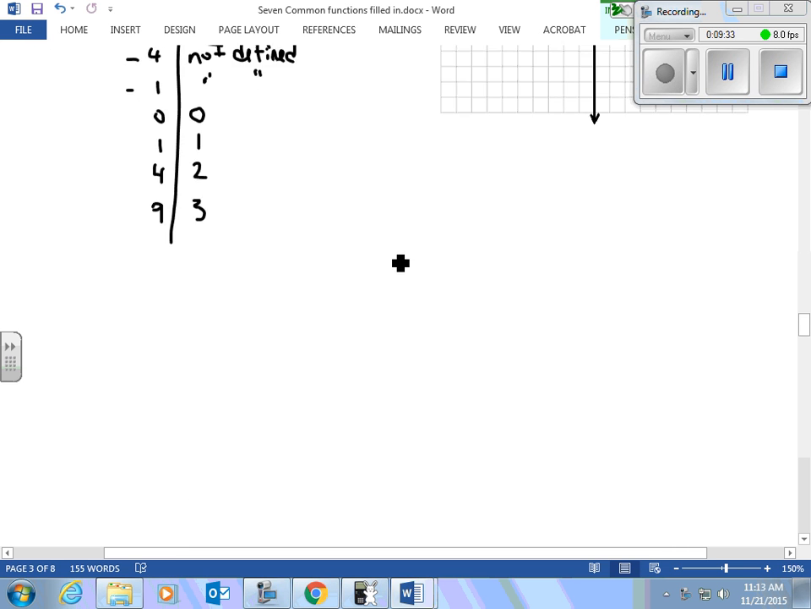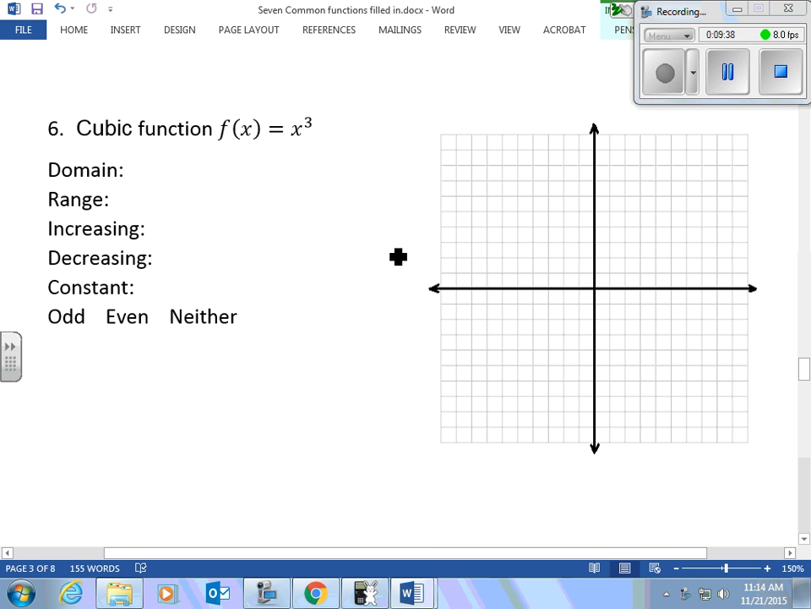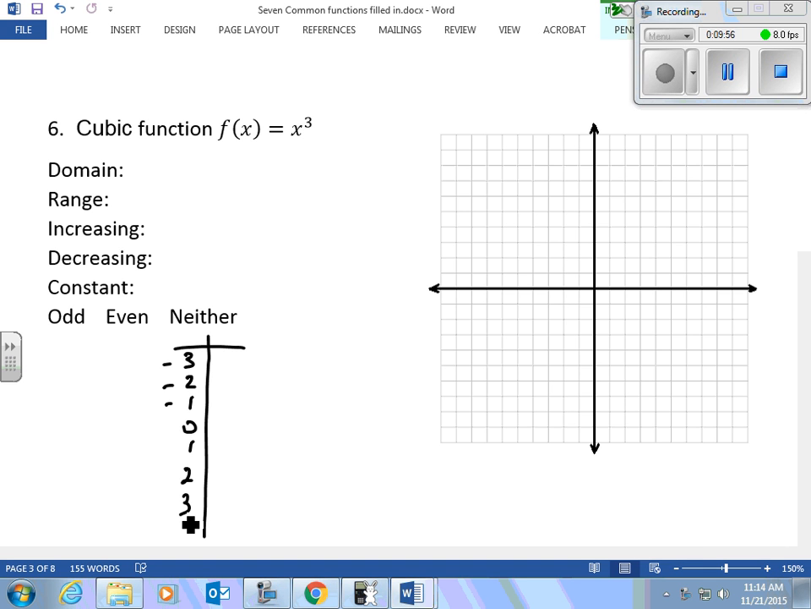Okay, we're down to our last two functions. Number 6 is the cubic function. F at x equals x cubed. And let's go from x being -3 to +3 again, and create our table of values. So y, or the f at x, is x cubed. So -3 cubed gives me -27, negative 2 cubed gives me negative 8. Negative 1 cubed gives me negative 1, 0, 1, 8, and 27.